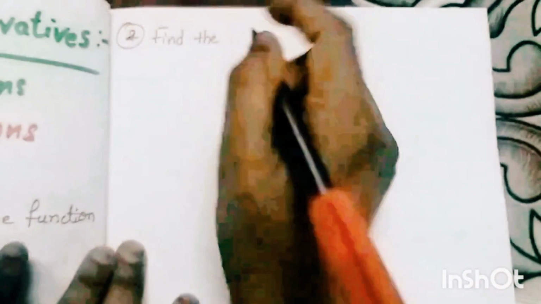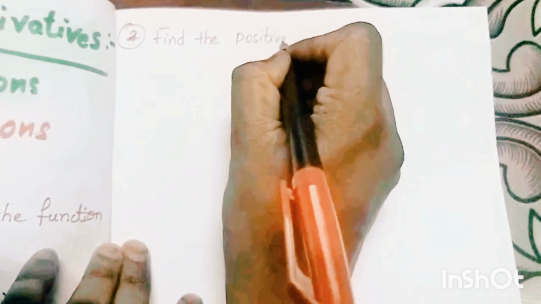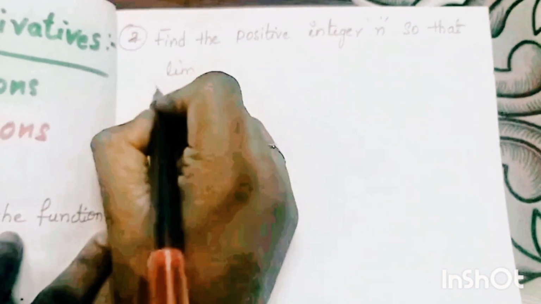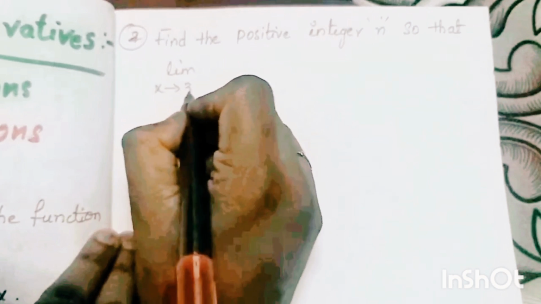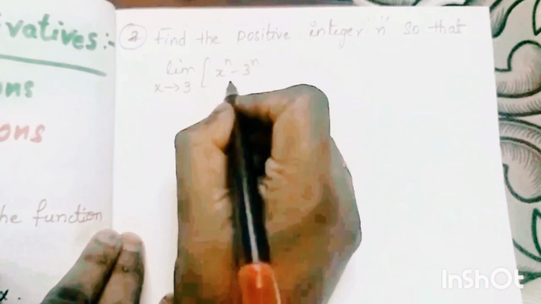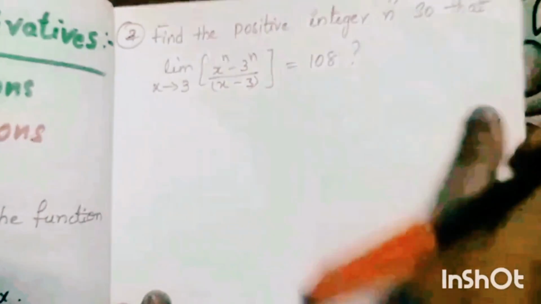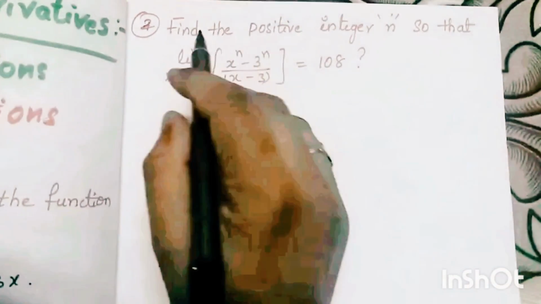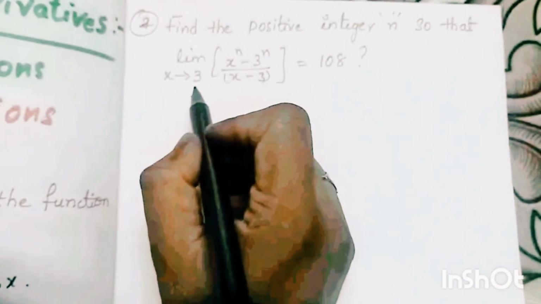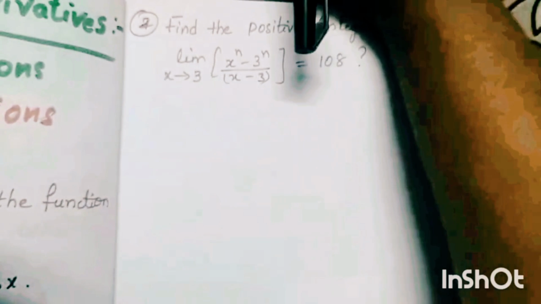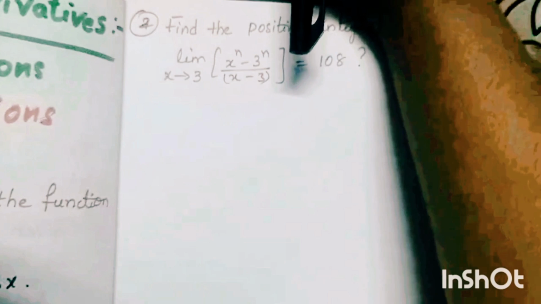Very important problem. Next one I am going to write: find the positive integer n. Note down children, these are very important, repeated questions. We have to find n so that the limit as x tends to 3 of x power n minus 3 power n by x minus 3 is equal to 108. This is a limits question. How we have to solve this is very important. We have to find the value of n here.